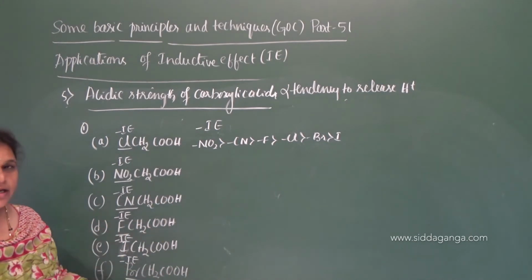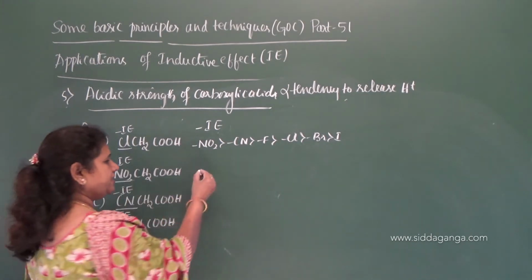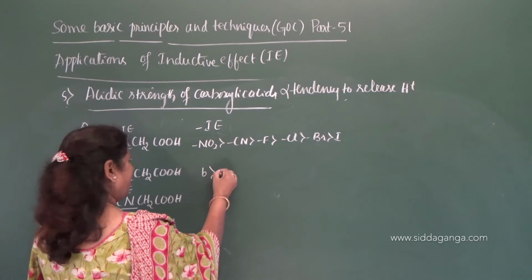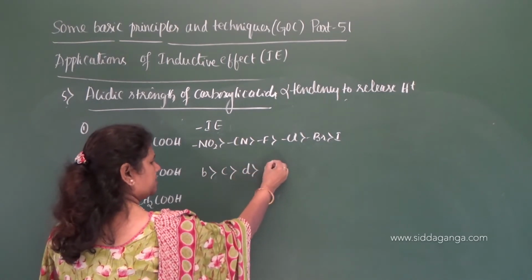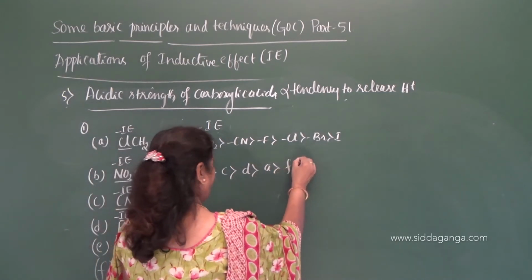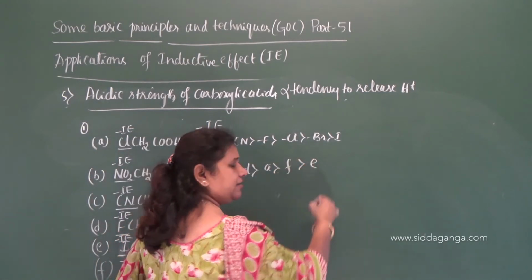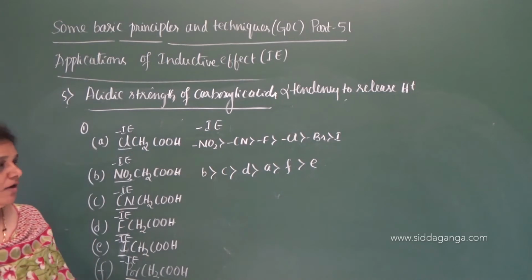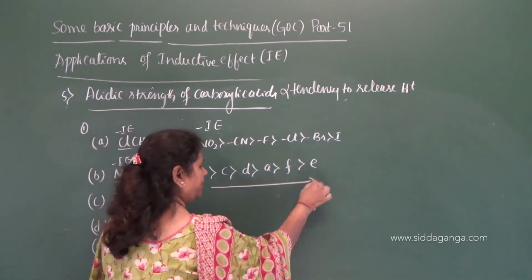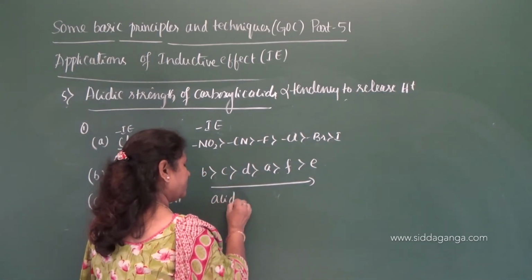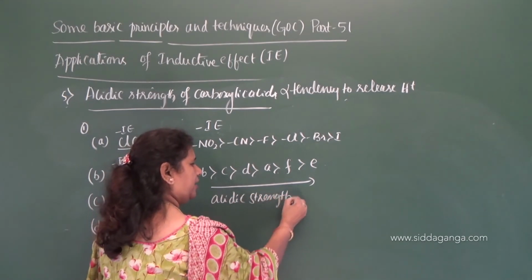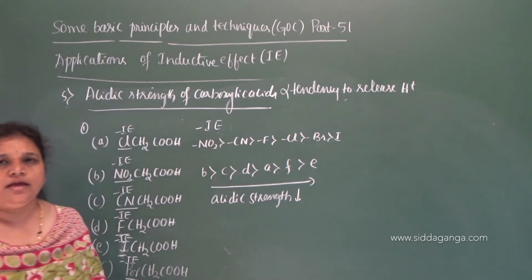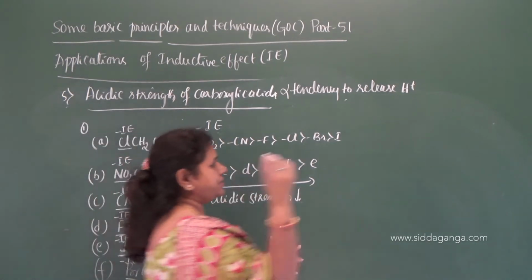Now you give the decreasing order. Which is more acidic? B, then comes C, then comes D, then comes A, then comes F, and then comes E. So this is the decreasing order. From here to here, acidic strength decreases. Now take down the second example.